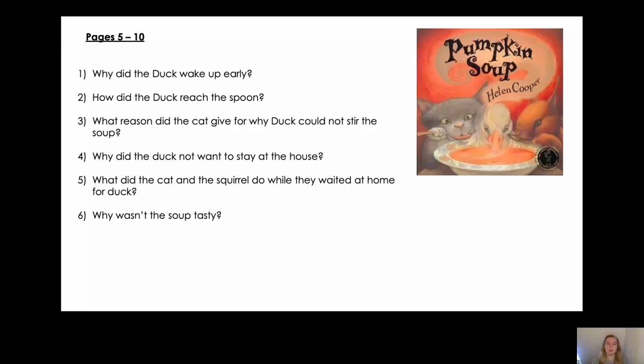Okay, remember, look at our question words at the beginning of the question and it'll help you to tell what you're looking for. Okay, and also look for words from the question in the book, okay, because that will also help you to find them.